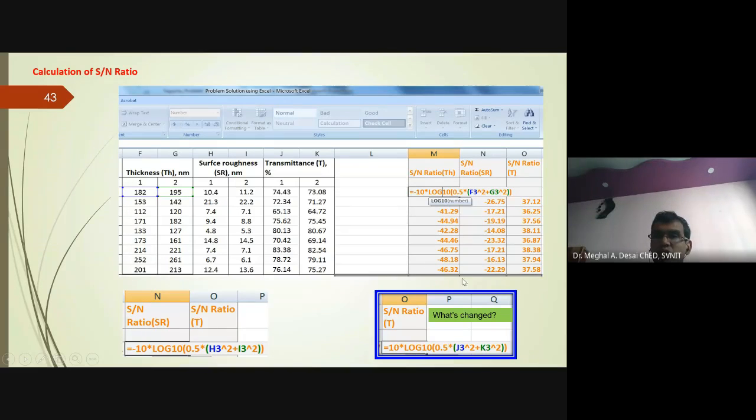Okay. So this is what you are getting, the signal to noise ratio. By simple click, you will get the signal to noise ratio. Now you can see that the value is more than 1.